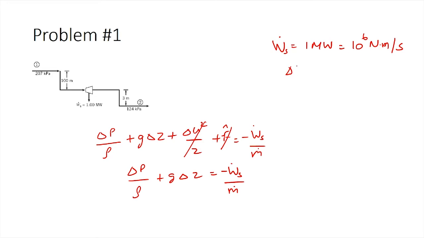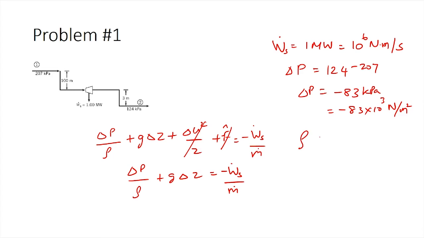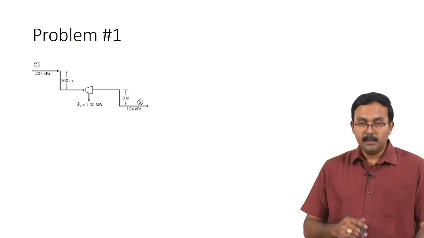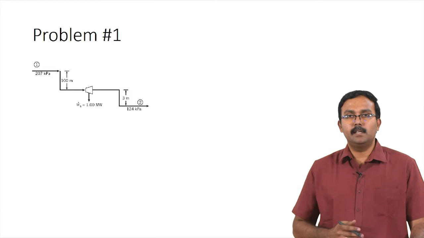And we have been told that the pressures are given for point 1 and point 2. So, delta P would be final pressure minus initial pressure, which is 124 minus 207, giving a value of delta P as minus 83 kilopascals. So, this can be written as minus 83 times 10 power 3 Newton per meter squared, and density is the density of water, which would be 1000 kilograms per meter cube, and g, which is acceleration due to gravity, would be 9.81 meters per second squared, and delta z, which is the total change in height, would be equal to minus 103 meters.